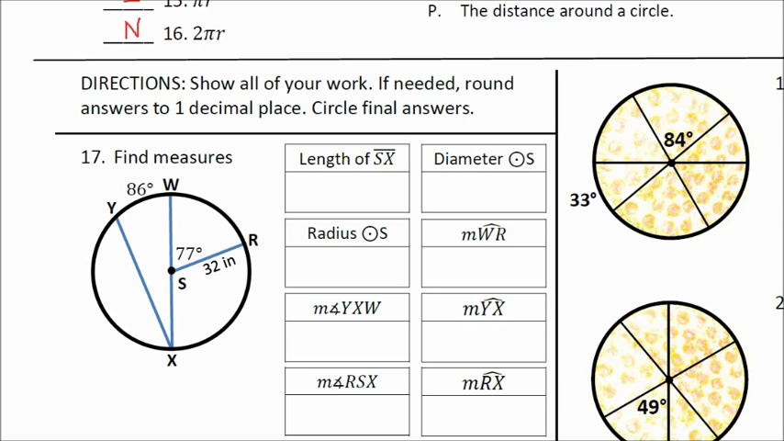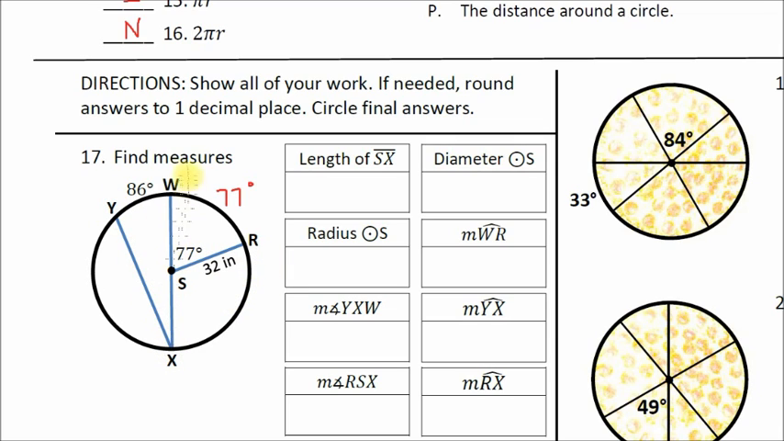Question number 17, find the measures. We've got a bunch of questions here that come off of this diagram. I'm actually going to just go through this diagram with you and label everything that I know, and then we'll see if most of those answers actually show up in these boxes. So the first thing I want to show you is we know that angle WSR is a central angle. That means the measure of arc WR is the same as the measure of the central angle.